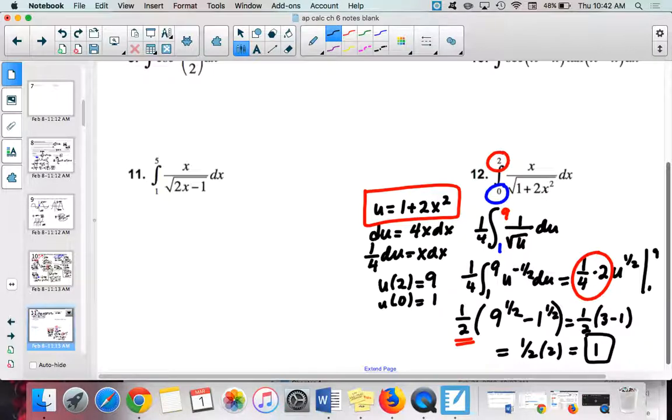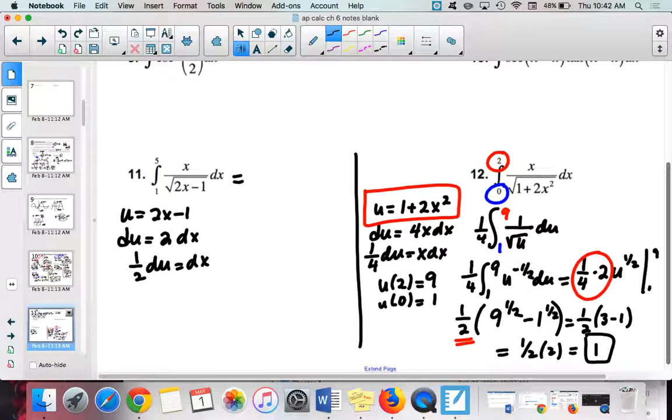Right. Okay, so what makes 11 harder? Did you guys look at it and wonder why Mrs. Cox is saying it's harder? Then we have u equal to 2x minus 1, so du involves just the 2 dx. So as we start replacing, you're like, oh, I'm good. I have 1/2 du replacing the dx. I got my du, I got my over the square root of u. And then you're like, wait a second. I have an x here.